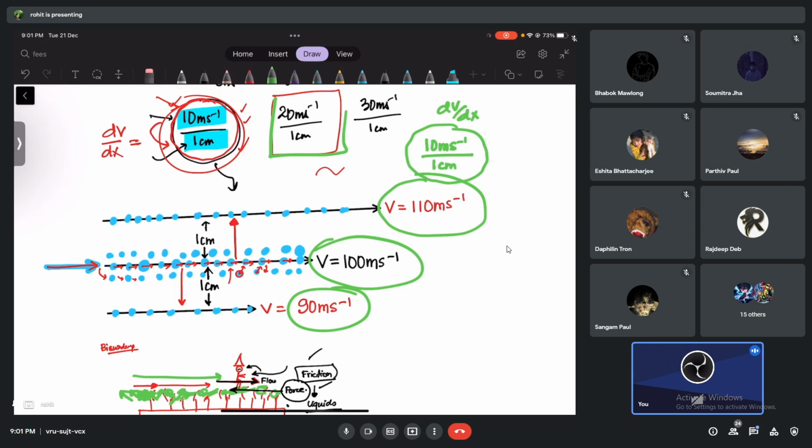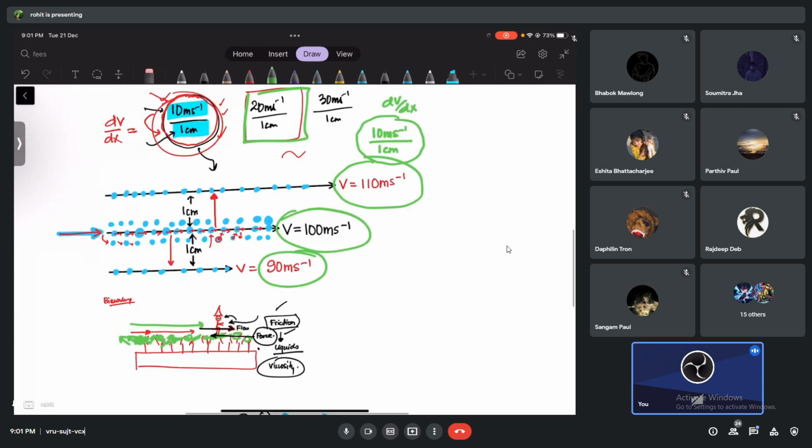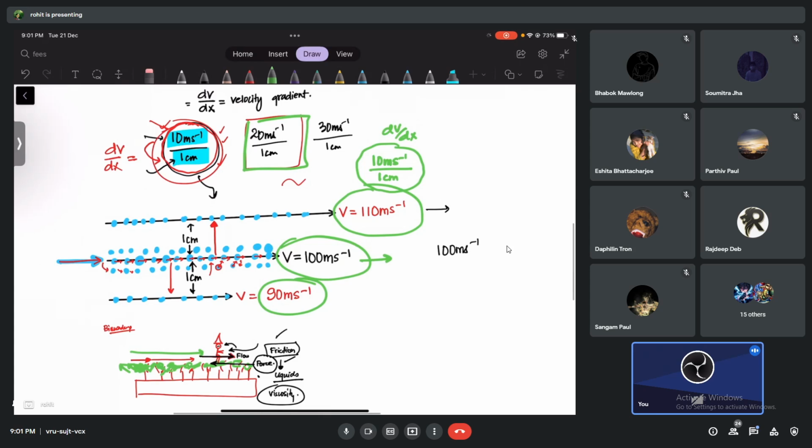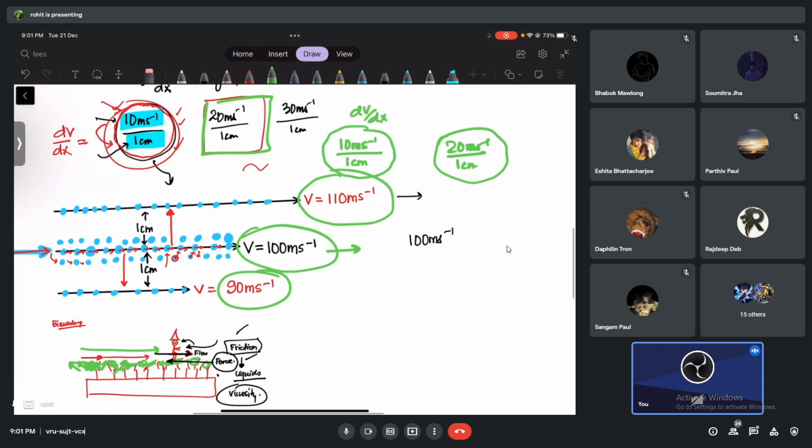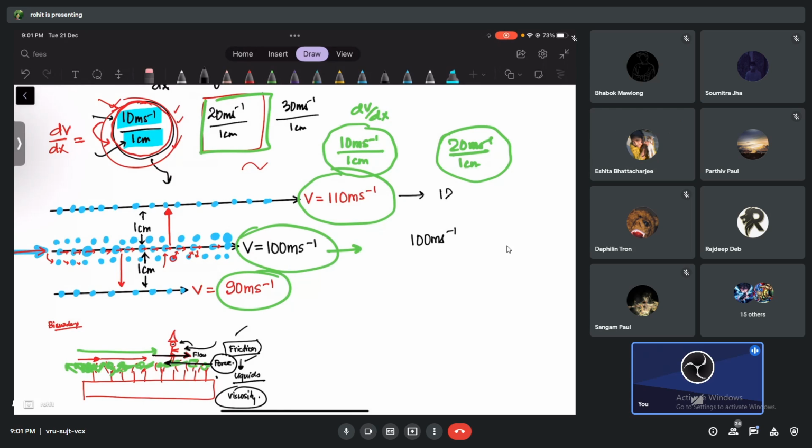I'm going to go now to 20. Suppose I tell you this layer has a velocity of 100 meter per second. Then what will be the velocity of the layer after 1 centimeter, if I consider the velocity gradient to be 20 meters per second after every 1 centimeter? 120 meters per second. And the layer below it will be 80 meters per second, because after every 1 centimeter the velocity should change by 20 meters per second. I'm going to compare only these two cases. This is case A and this is case B.